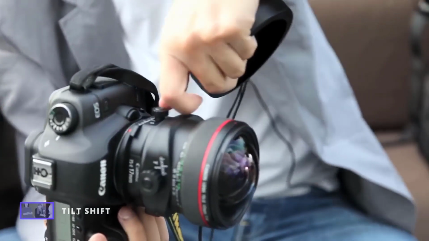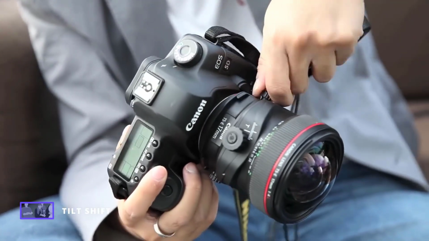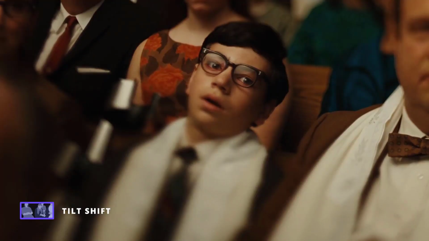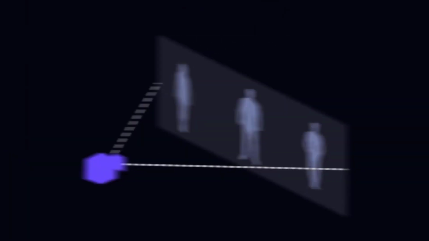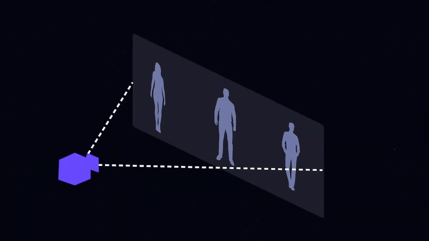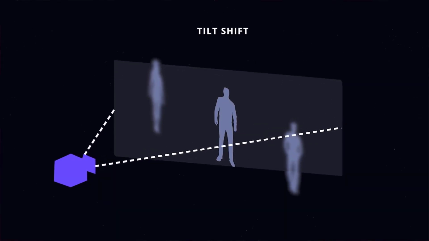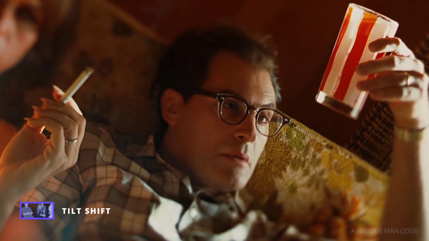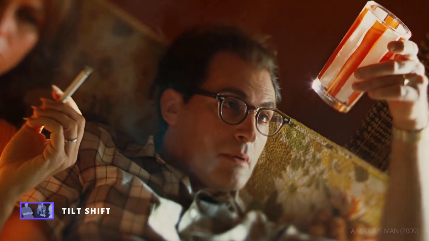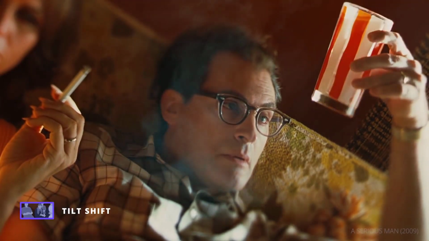Tilt shift, also known as a swing shift, is another specialized lens that produces striking visuals. A regular lens directs light straight into the sensor, while a tilt shift bends the light, creating various distortions, in which an extremely narrow portion of the frame is in sharp focus, while the rest of the frame is left a blur.